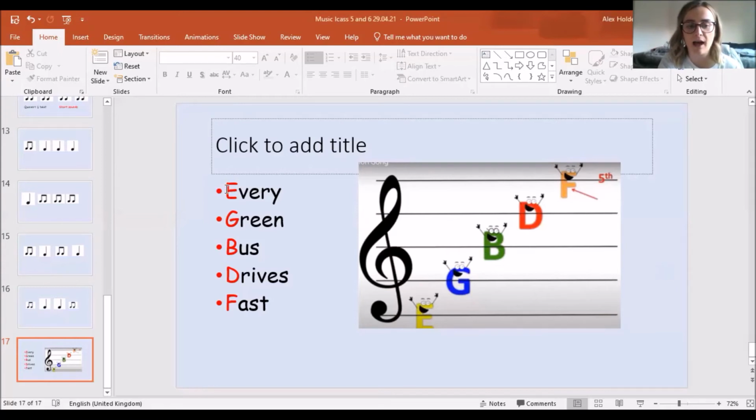And this is a rhyme that I like to use. Every green bus drives fast. So as you can see, E for every is on the bottom line. Green is for the G note. B for bus is on the third line, sorry. D is on the fourth line, and on the fifth line we have got F. So every green bus drives fast.